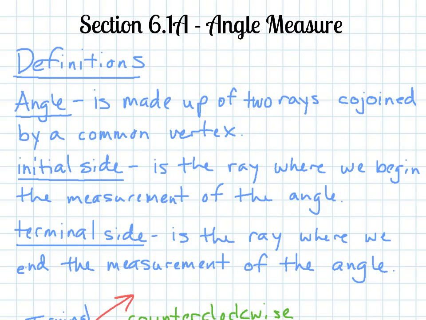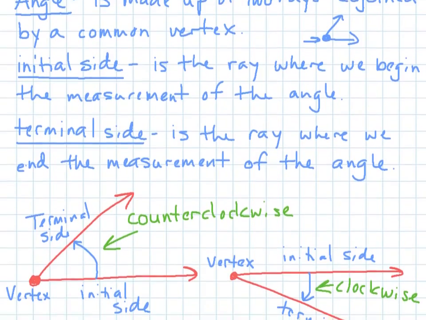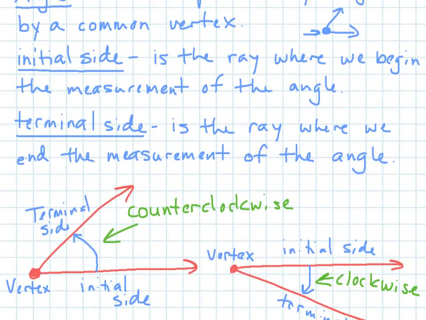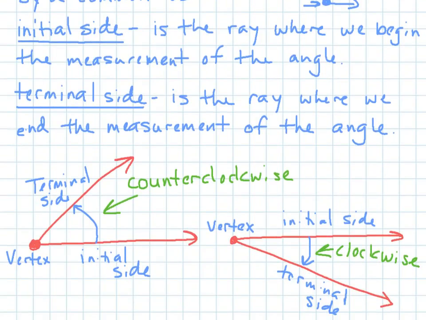An angle is made up of two rays joined by a vertex. So it looks like this, where you've got a vertex right there, and then two rays coming from that vertex. The initial side of your angle is the ray where we begin the measurement of the angle. So if you look at our pictures down below, this side that's always going straight out to the right from our dot is always going to be the initial side.